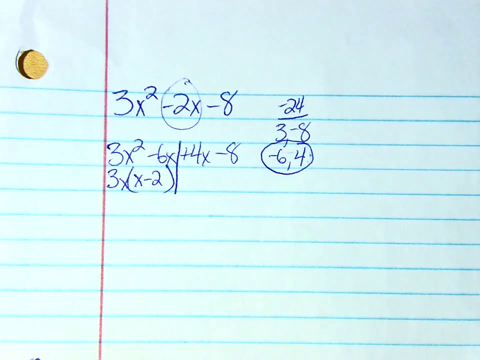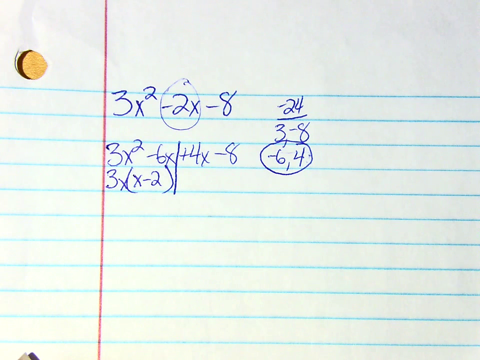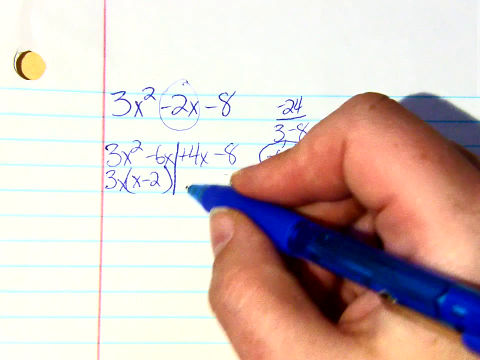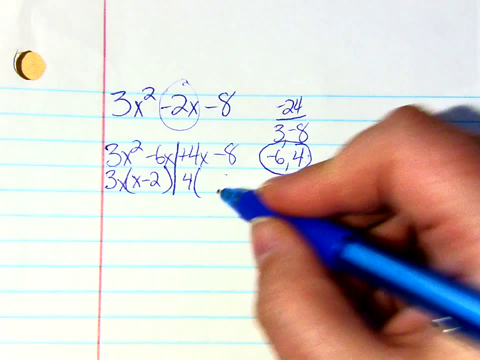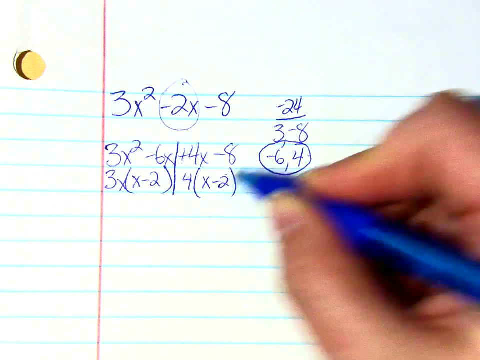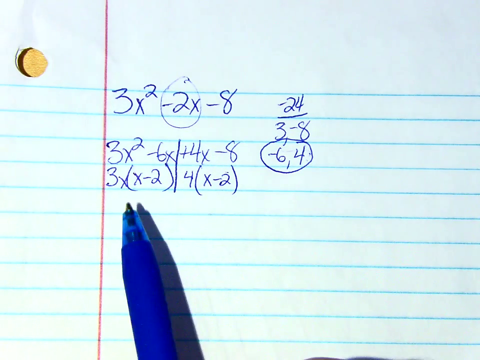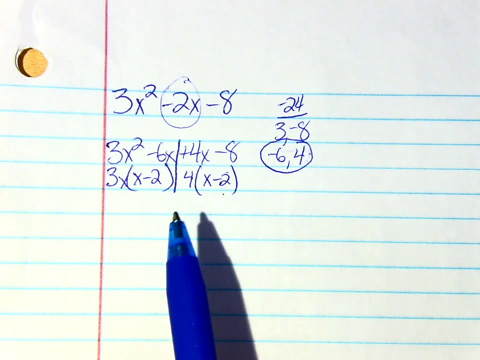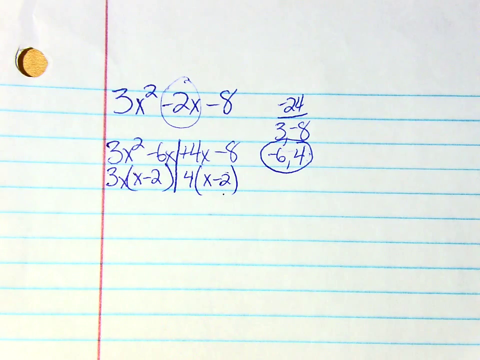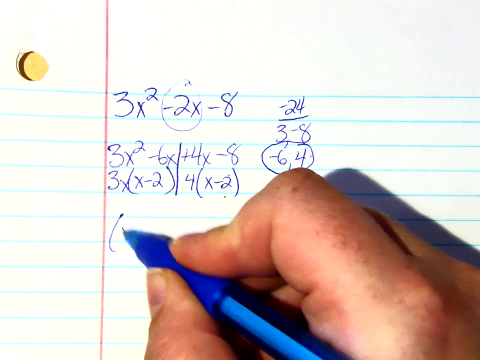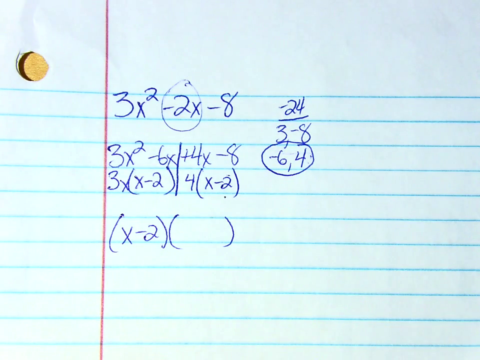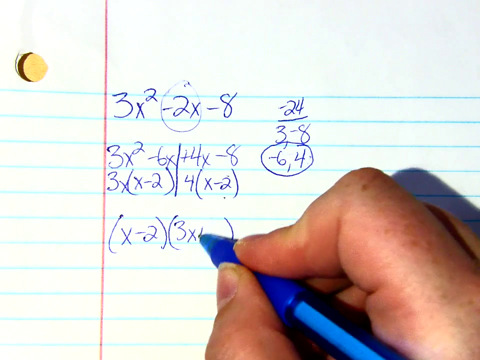On the other side, just the inside is going to be the same, but not the outside. Over here, what can I take out? A 4, and what would I be left with? X minus 2. So remember, you need to check, do my parentheses match? Yes, they do. Hooray! So one of my factors is x minus 2. The other one is 3x plus 4.